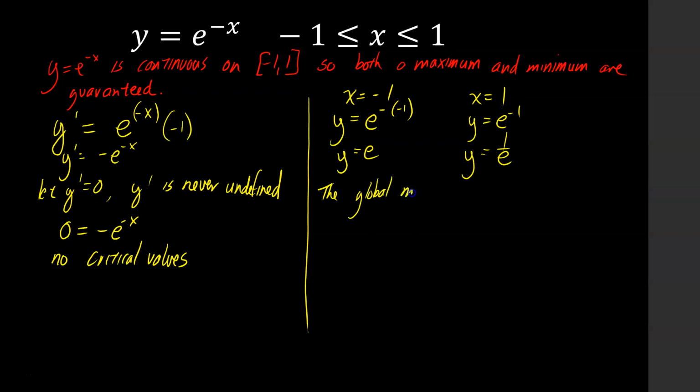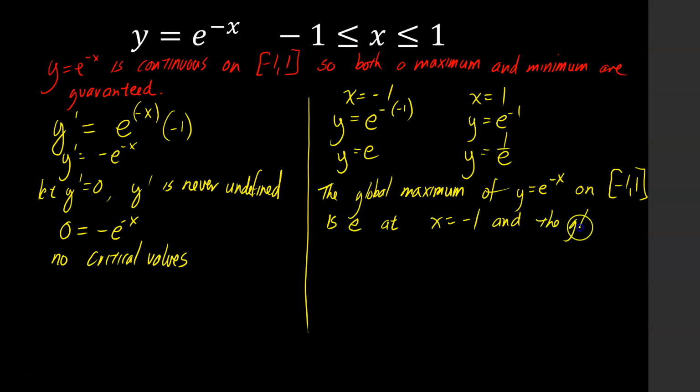The global maximum of y equals e to the negative x on -1 to 1 is e at x equals -1, and the global minimum, I think I can do this, is 1 over e at x equals 1. I think I'm okay there in terms of combining those ideas together.